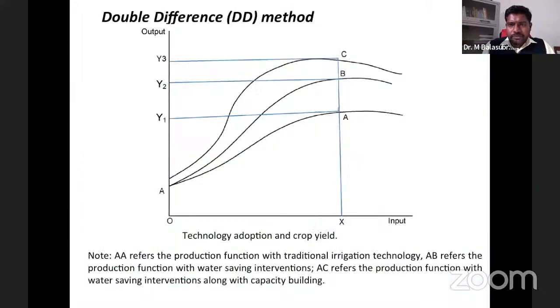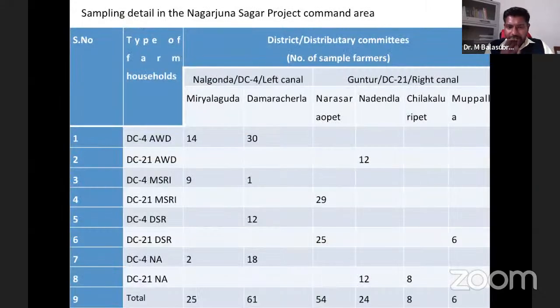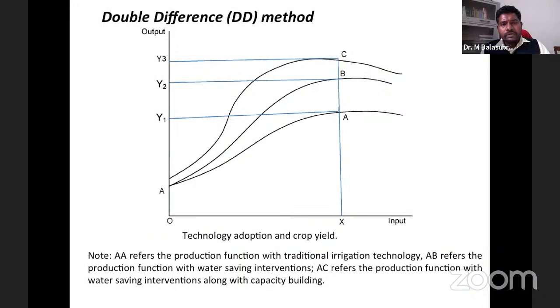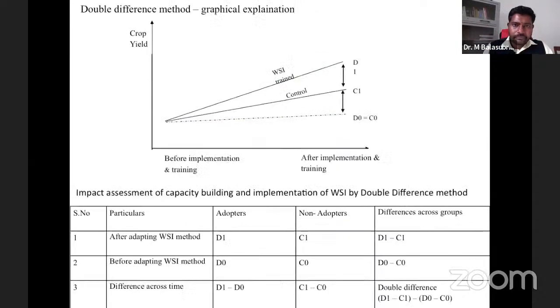And this is a total sample size of 178, in these two districts I mentioned already. So using this double difference, we are going to see how technological improvement, because of this water saving intervention, increases our output.